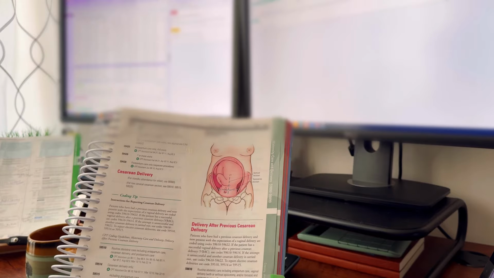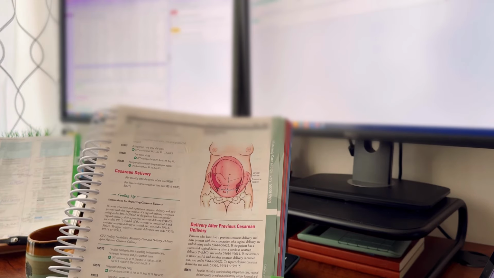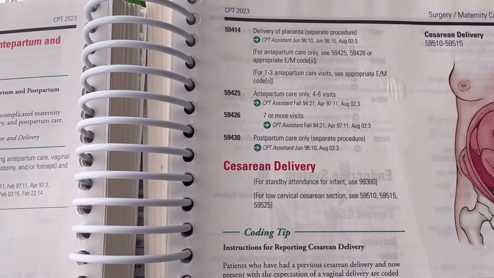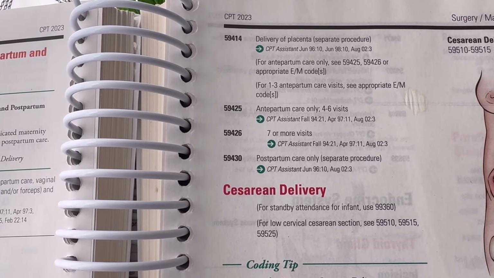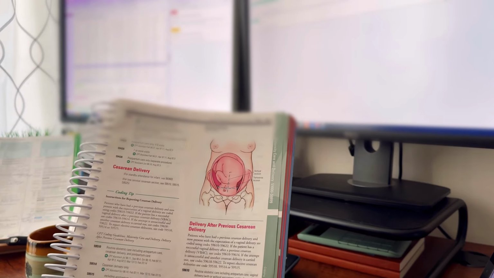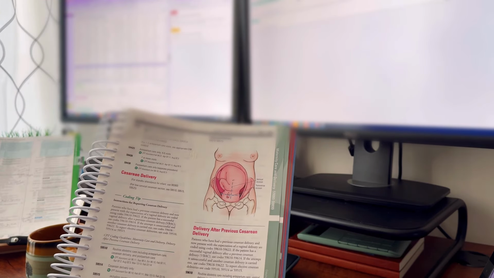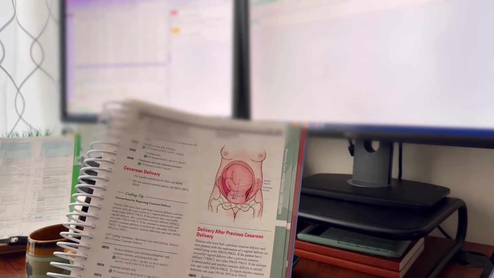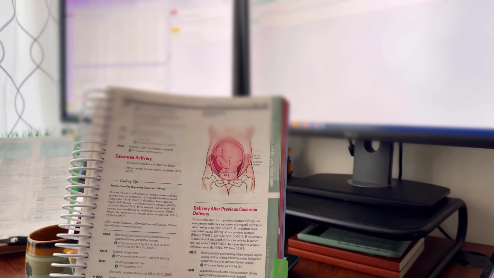And that's pretty much it. So you just bill based on how many visits the patient had with each of the coverages. It does say for 1 to 3 antepartum visits, which are your prenatal visits, you're going to bill E&M codes right here in parentheses up top. So if they didn't have 4, then you're billing E&Ms for each one, which is going to be your office visits. So the 99212, 99213, 99214. I have never billed a 99215 for prenatal visits because those are usually pretty quick and nothing severe is happening. But those are the E&M codes that you would bill.